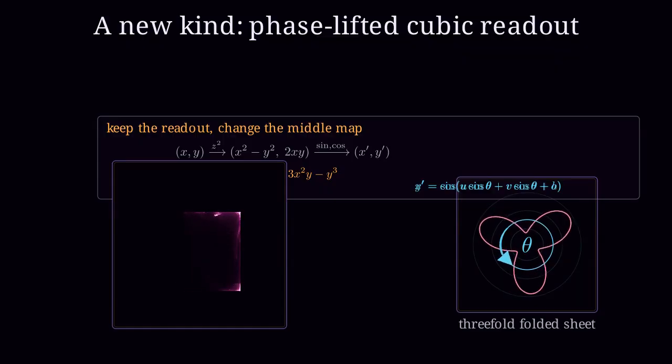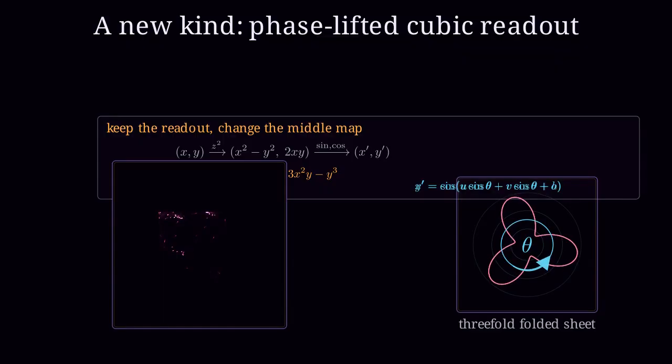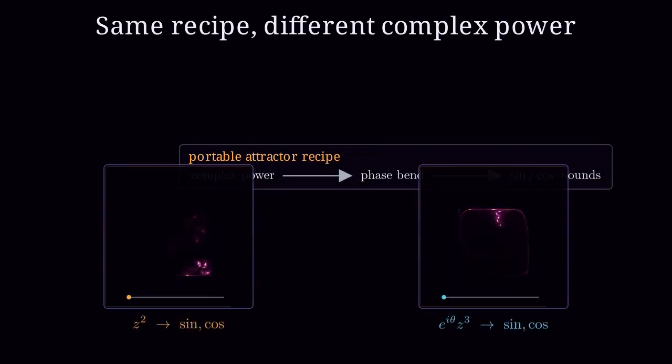The recipe is portable. Choose a complex power, rotate or bend the phase, then bound it with sine and cosine. The notebook loop makes that recipe easy to explore live.